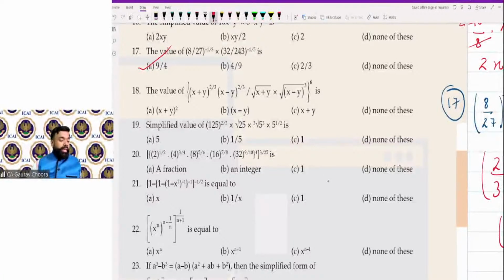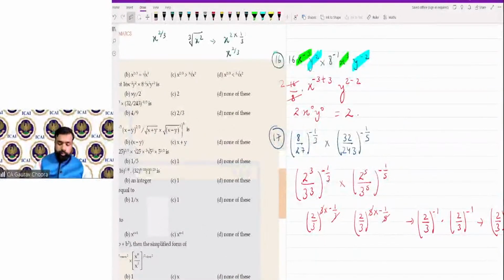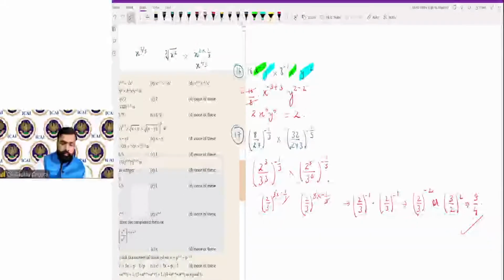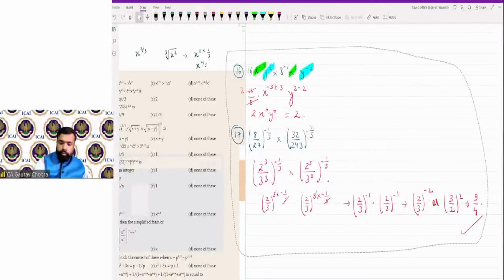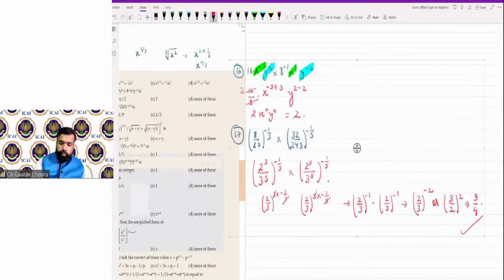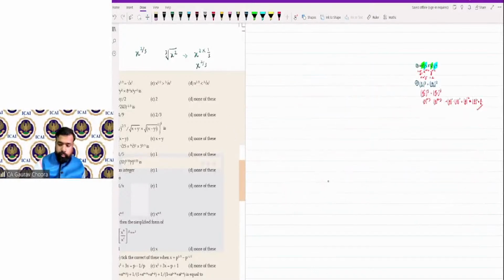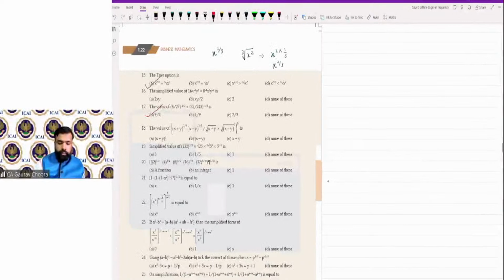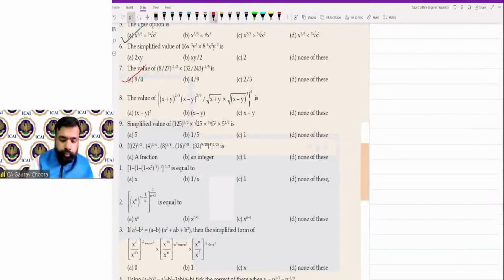Now the 18th one. Question number 18. It looks a bit difficult, but it is not at all difficult. So let's make some space here. So writing the question number 18.